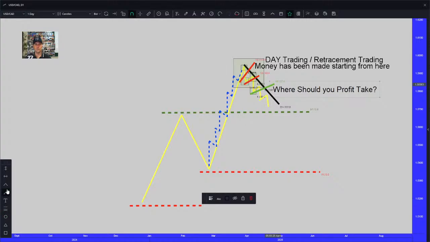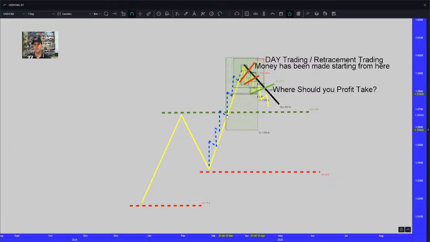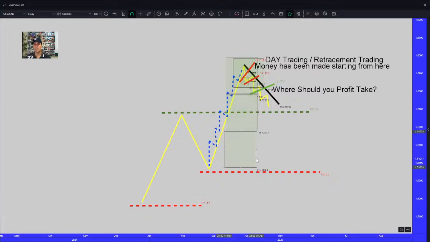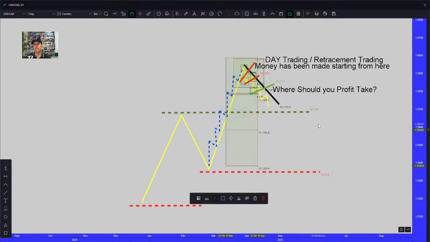Let's say that you are on the daily chart and your stop loss goes up in here. This is your stop loss, and you are trading 1 per 2, which you can in theory. Where should you profit take, everybody?